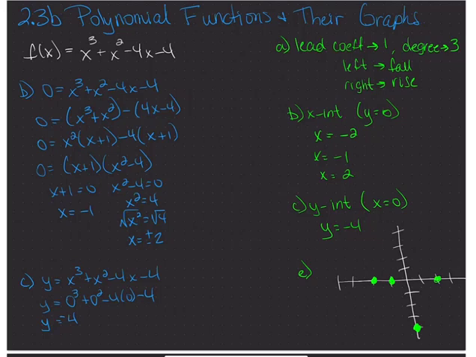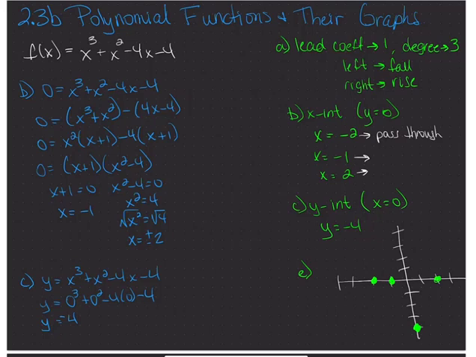So when I look at my x-intercepts, the multiplicity was 1, right? So this is going to go through, or pass through. I like pass through better. So this is going to pass through the axes, right?